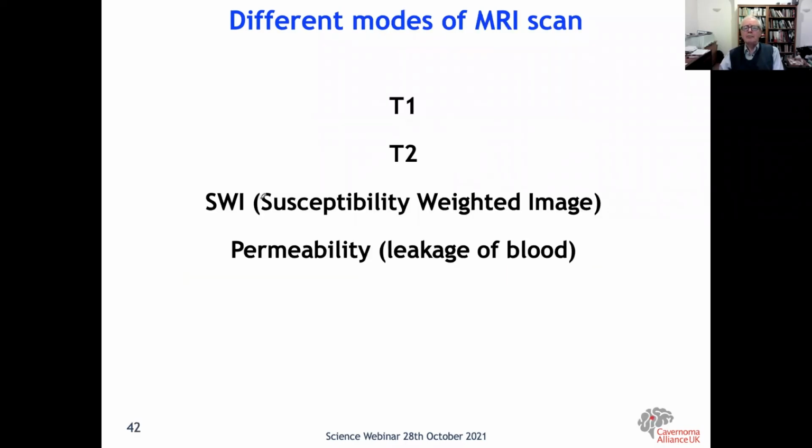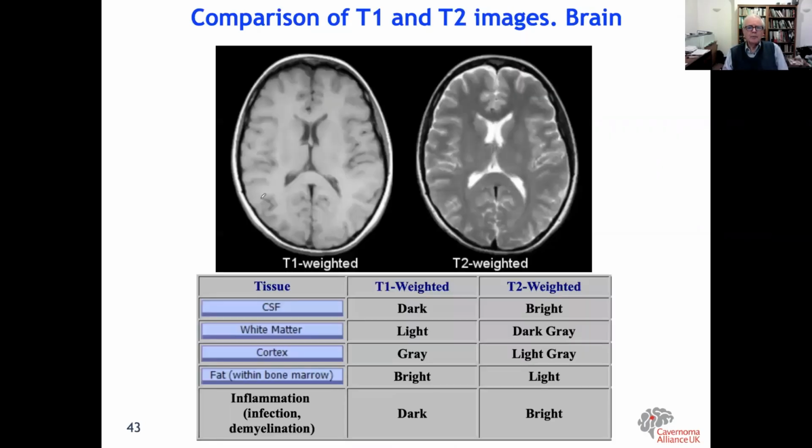Now, there are different modes of MRI scan. There are many different modes. I'm only going to be talking about 4 today, which are the main ones that you will come across. They are called T1, T2, susceptibility weighted image, or SWI, and you won't often come across permeability, but I just like to mention permeability scans at the end. So let's start with T1 and T2.